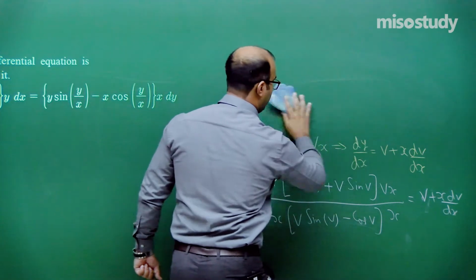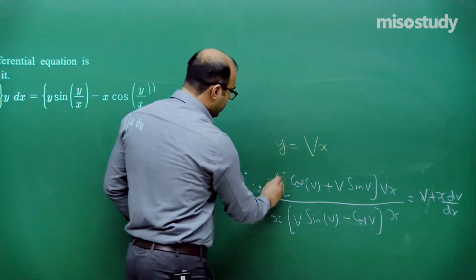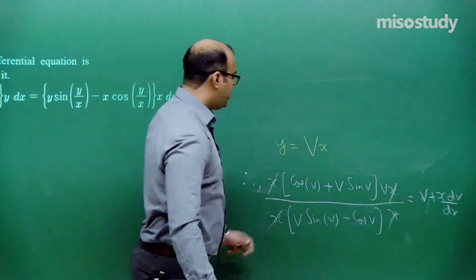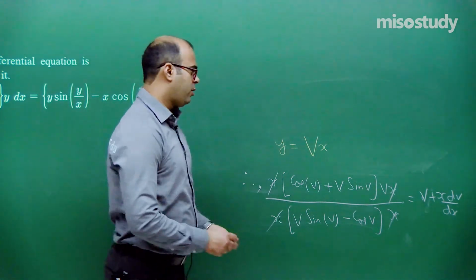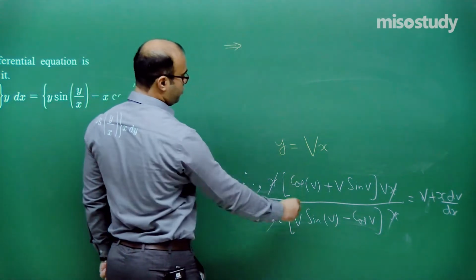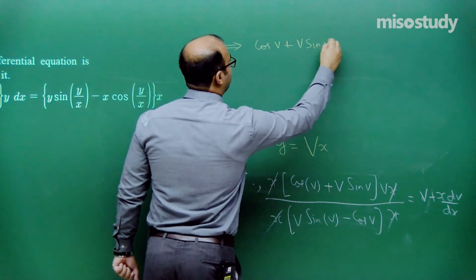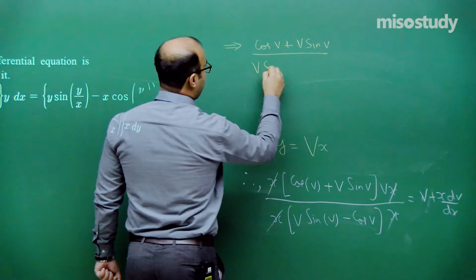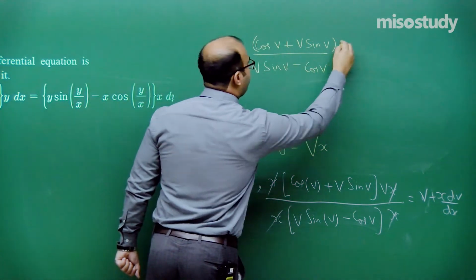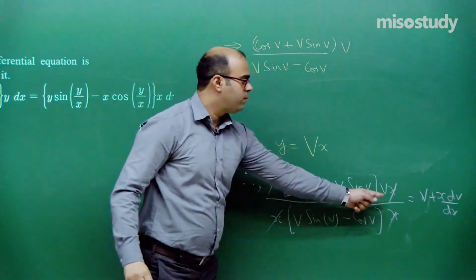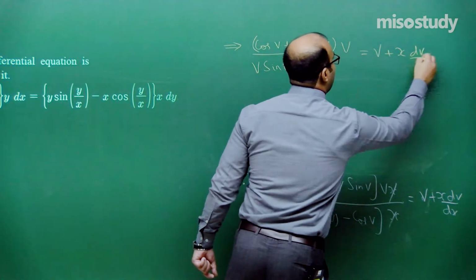Now let us try to solve this differential equation. First we will simplify it. This x will cancel, this x will cancel, and this will become purely a function of v. This is what happens in homogeneous differential equation. So this will become cos v plus v sin v upon v sin v minus cos v multiplied with a v outside, this v is equal to v plus x dv by dx.